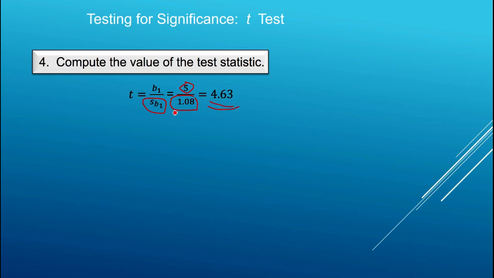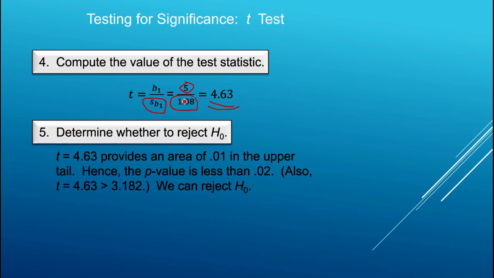Pretty big test statistic. So I'm guessing here, just based on my experience, that we're going to reject the null hypothesis and conclude that we found a statistically significant relationship between the number of ads that Read Auto runs on the weekend before a sale, and the number of cars they sell the following week. So let's see. We're going to determine whether or not to reject the null.